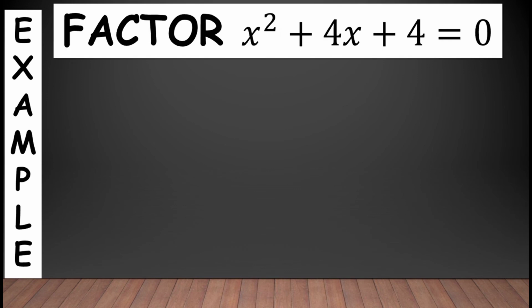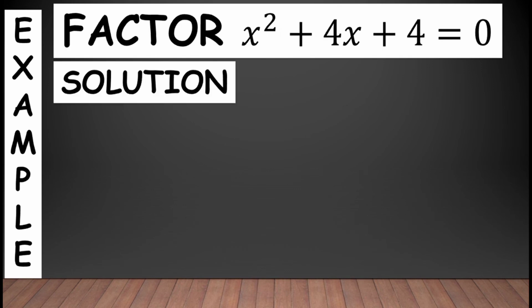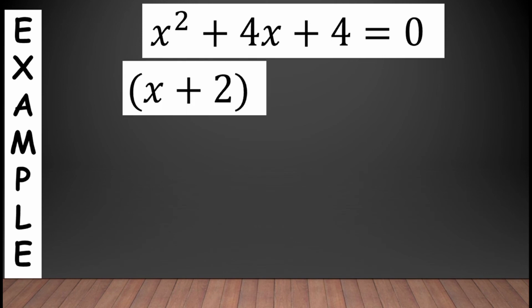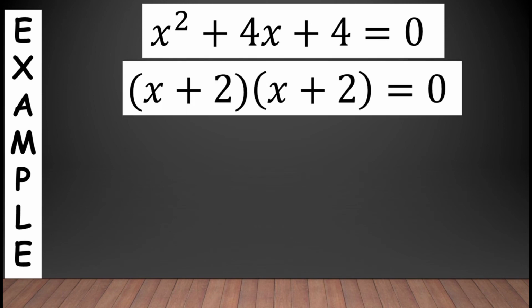Factor x squared plus 4x plus 4 equals 0. So what would be its solution? X squared plus 4x plus 4 is an example of a perfect square trinomial. It is easier for us to determine its factors because we can convert a perfect square trinomial into a square of a binomial. But in this case, we will present it in terms of two binomials. Those terms are the quantity x plus 2 times the quantity x plus 2 equals 0.